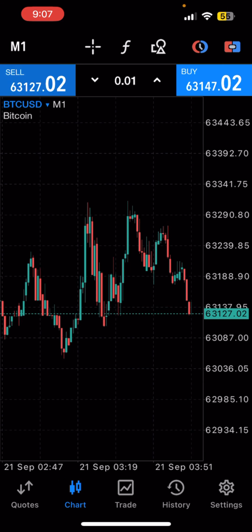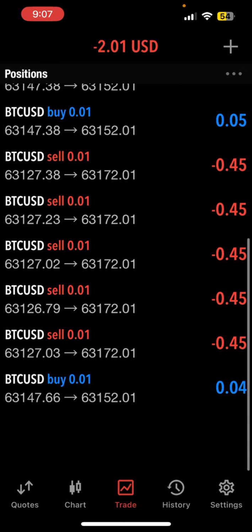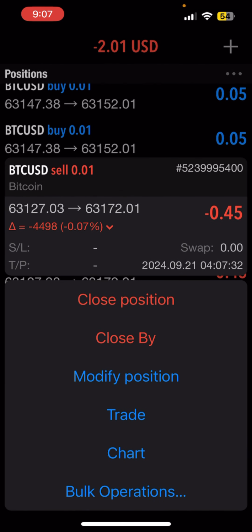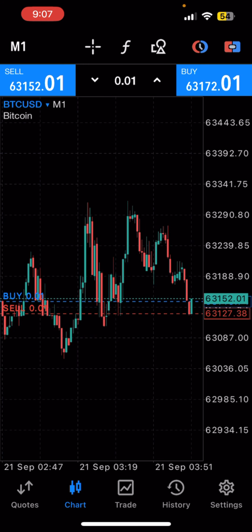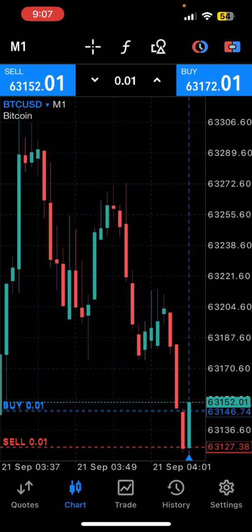Okay, seems like it's not going through. Oh, haha. Yeah, so we have a couple of trades on here. Didn't realize it went through. So good. So what we're looking at is on the chart, right?